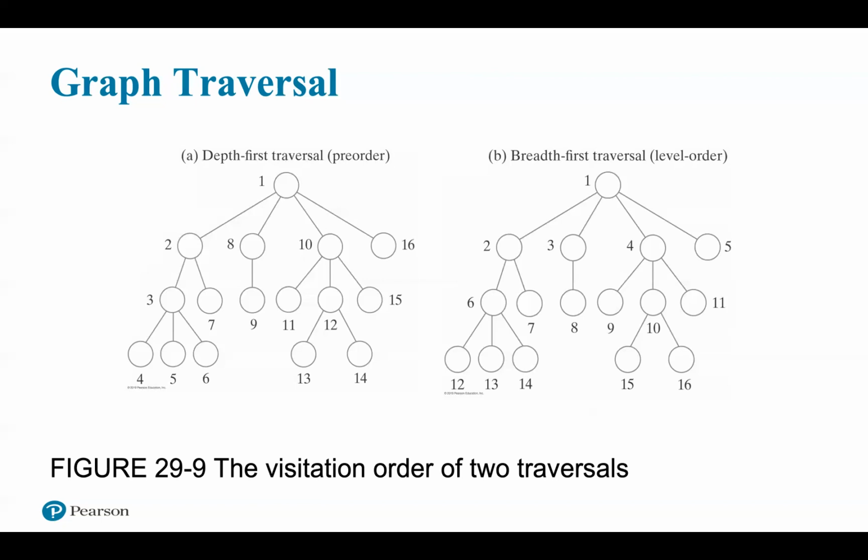After visiting a vertex, this traversal visits the vertex's neighbor, the neighbor's neighbor, and so on. The level order traversal of a tree is an example of a breadth-first traversal. It follows a path that explores an entire level before moving to the next level, as figure 29.9b shows. In a graph, a breadth-first traversal visits all neighbors of a node before visiting the neighbors' neighbors.